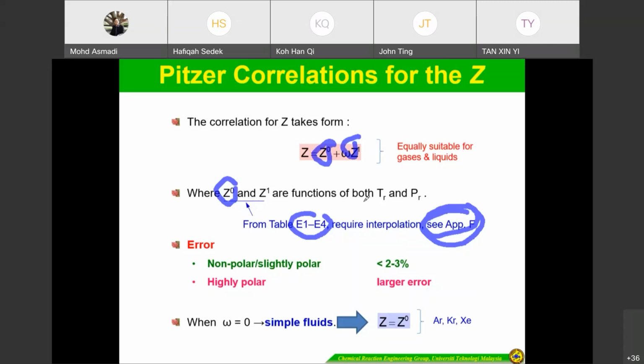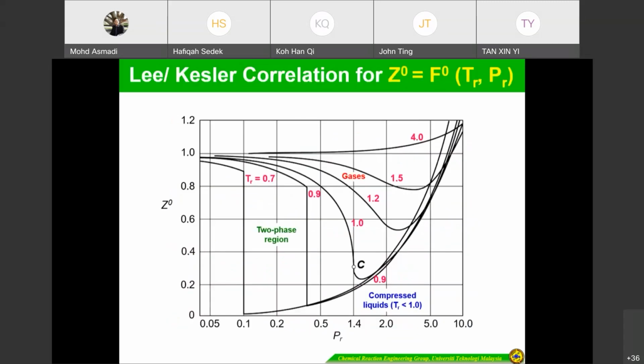How to use this equation? If you look at here, this is the relationship. We call it Lee-Kesler, only Lee-Kesler, or also Pitzer, same. So if you calculate the TR, this one is from the table, if you calculate PR and TR, you can get Z naught from it.